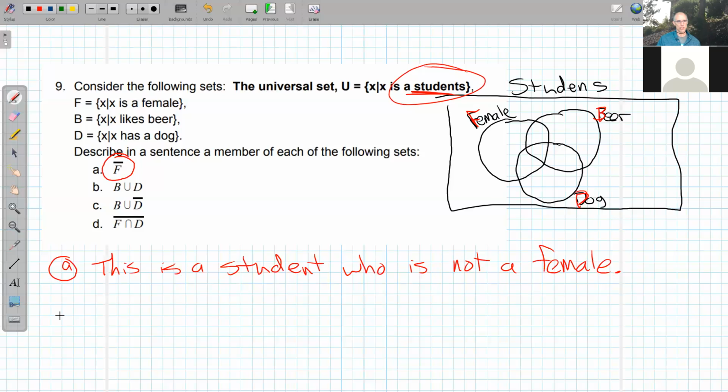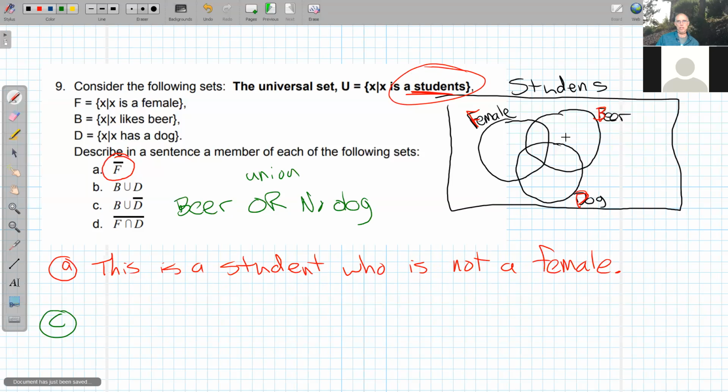C was interesting, I thought. All right, so C, they like beer. So beer, and then this is the union symbol, which is "or" in regular language. It's also called the union. And then that would be doesn't have a dog. No dog. Okay, and Venn diagram wise, what would that look like?